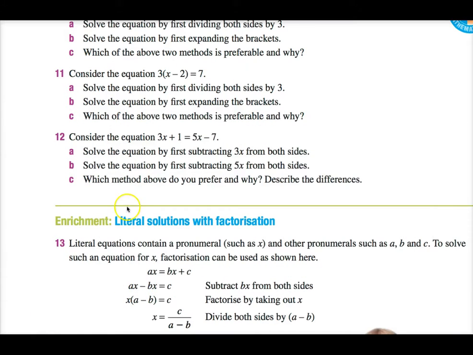If anyone's asking about question 12, all that is doing is saying in part A is putting pronumerals on the right, and in part B they're deciding to put pronumerals on the left. Okay? We spoke about this. 5x is larger than 3x. So if you put pronumerals all on the right and numbers on the left, the coefficient of the x will end up being positive. But if you decide to take the 5x over to the left, you'll get negative 2x.